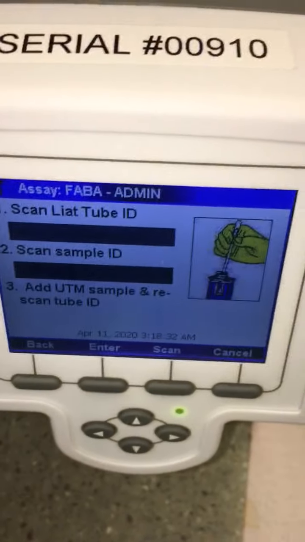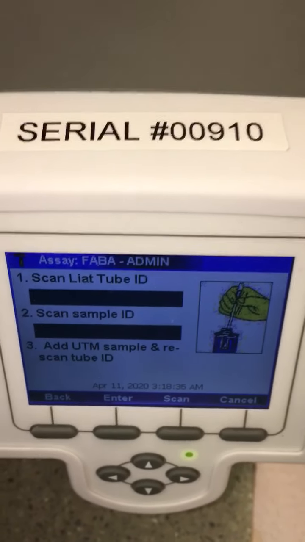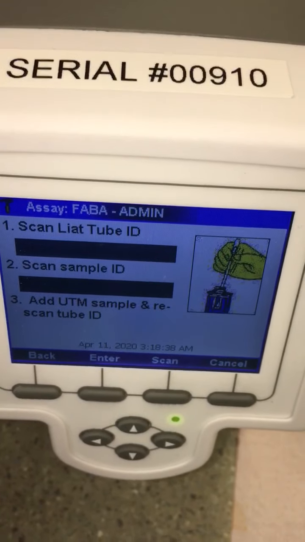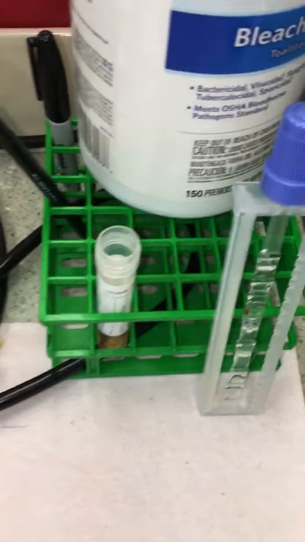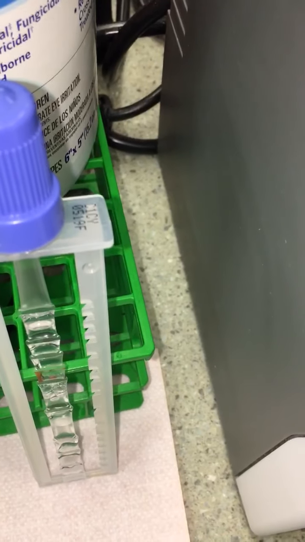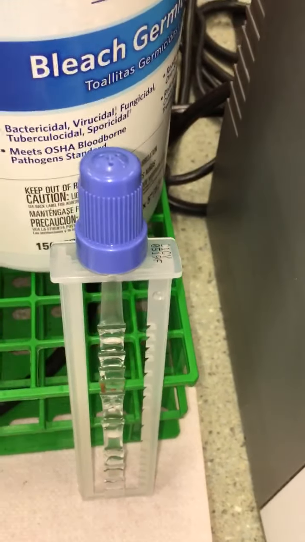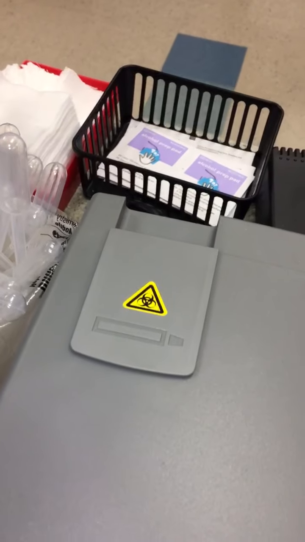And once that happens, it's telling me to go ahead and add my UTM sample and rescan the tube ID. So at this point, I'm going to go ahead and load my viral sample into my test cartridge, and therefore I am going to rescan my tube ID, which is right here, and then I'm going to introduce my reagent kit, my cartridge, into my machine up here once that opens up.